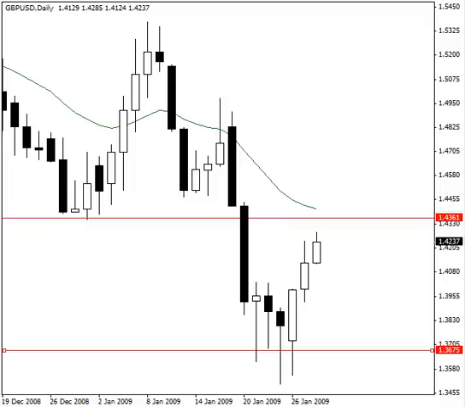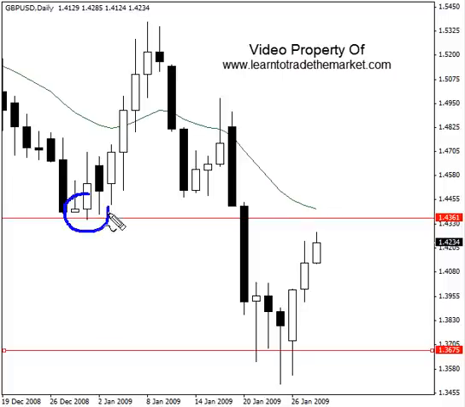Welcome to today's video. Today we're going to look at the Great British Pound US dollar. Now in the last update we were looking at the pin bar on the sell side, and we can see there the market has actually fallen away and just bottomed out, and is moving back towards that price pivot there at 143.61.